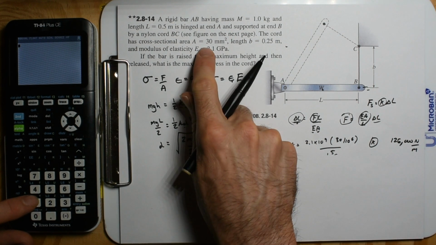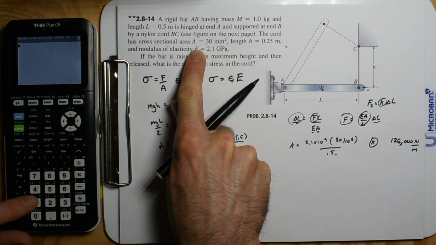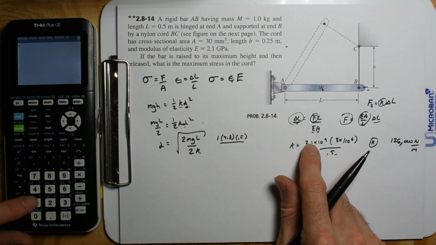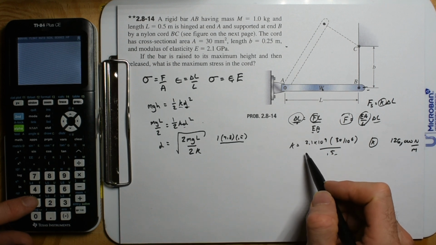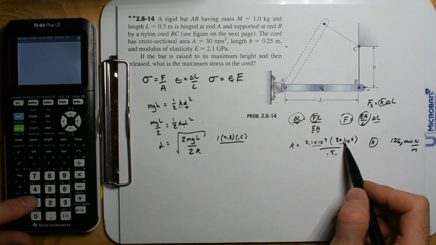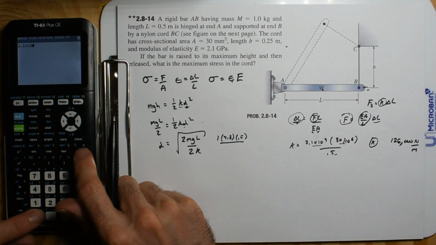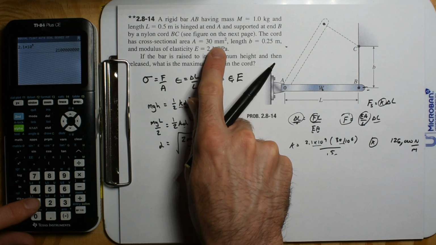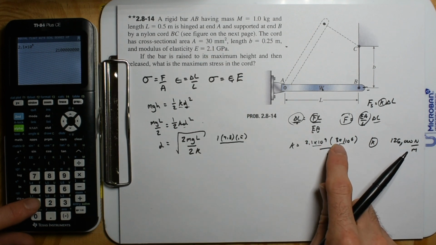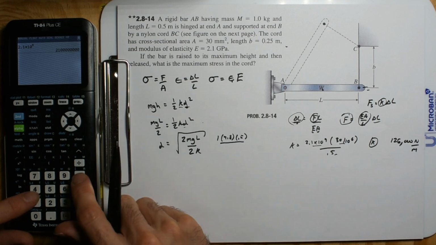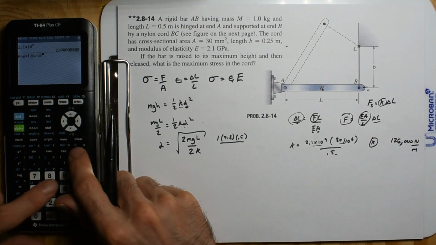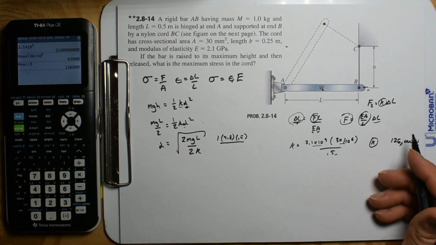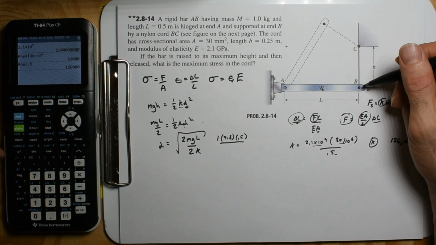holy Toledo. Is it this area that I'm messing up? Because, oh, holy hell. No, we're still good. This is E and that's A. But yeah, 2.1 times 10 to the 9. That's a really big number. 30 millimeters squared divided by 30 divided by 10 to the 6. Yeah, times 30 divided by 10 to the 6. Yeah, that's all right. And divided by 0.5. I don't know. Oh, it's a nylon cord, I guess.